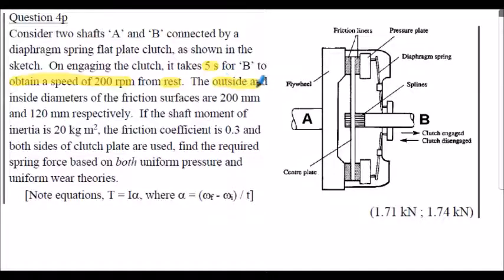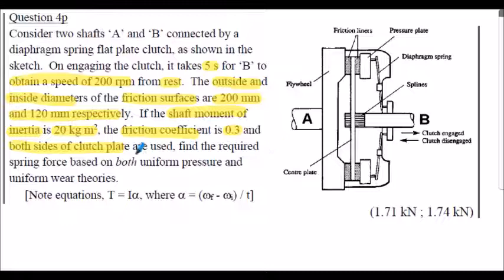We're given the outside and inside diameters again of the friction surfaces, 200 millimeters and 120 millimeters respectively. We're given this term here, the shaft moment of inertia. I'm not sure if you've come across that before, I'll mention that in a moment. It's 20 kilogram meters squared, and it goes back to Newton's second law for angular motion. We're also given a friction coefficient of 0.3. It says both sides of the clutch plate are used here, so we'll have two pairs of friction surfaces.